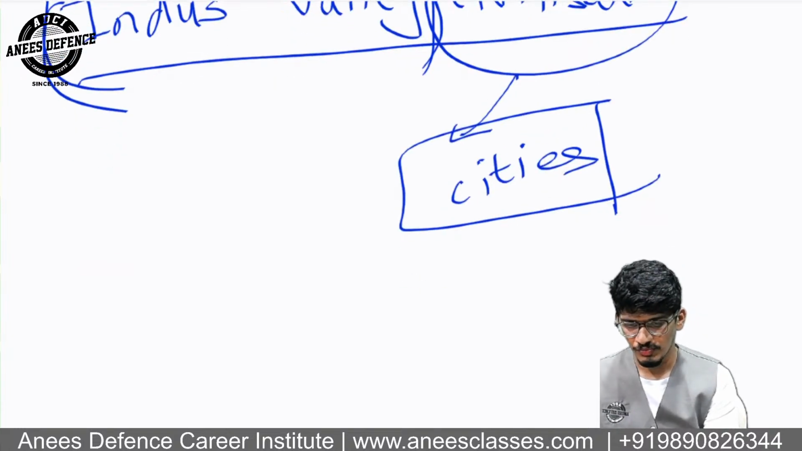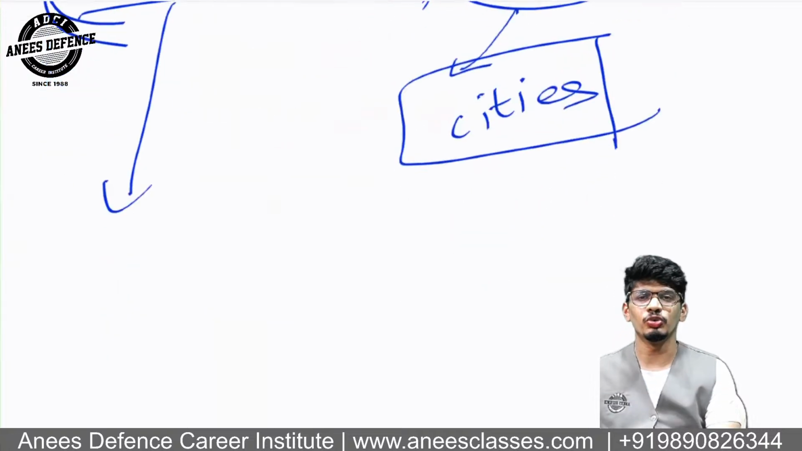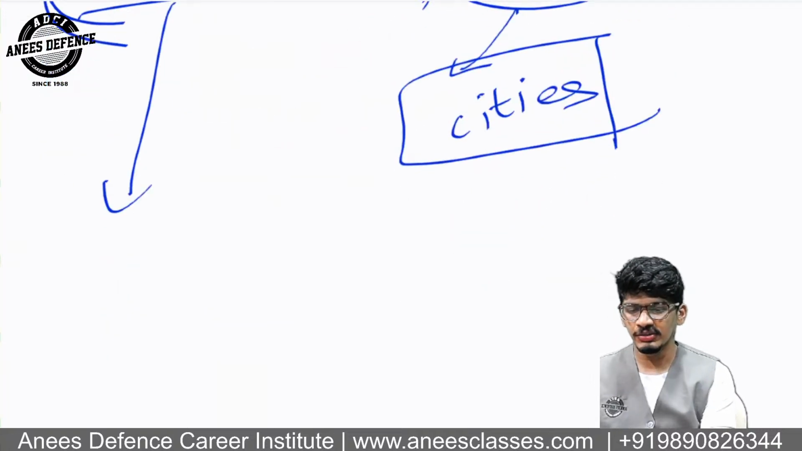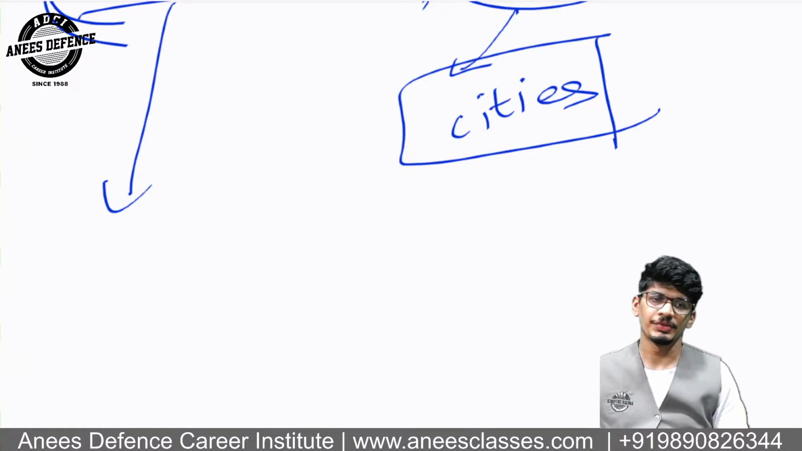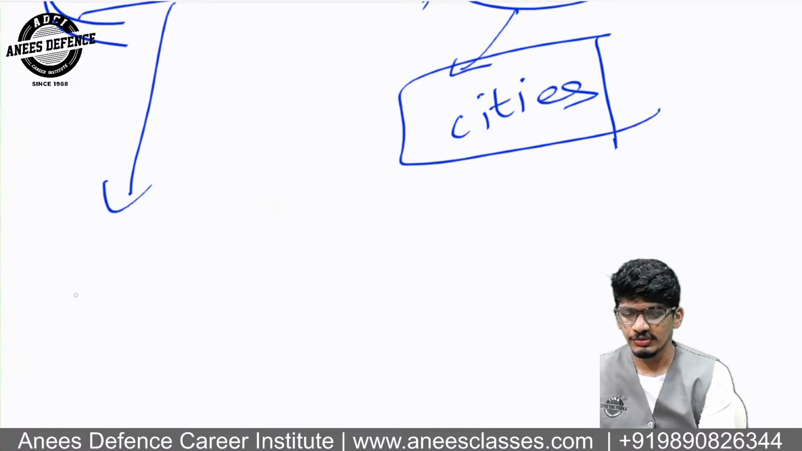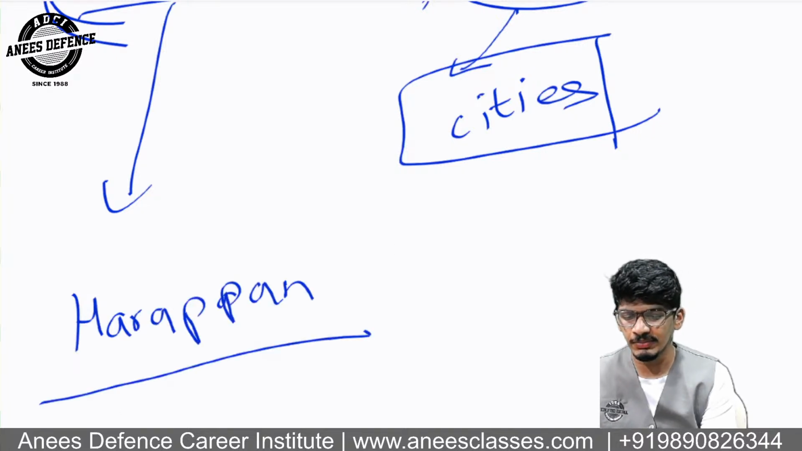Now, what is in a name? That was our motto. Indus Valley. Actually, there are 3 other names also for this civilization. The first name was Indus Valley civilization. Another name was Harappan civilization. Another name is Saraswati Sindhu civilization.